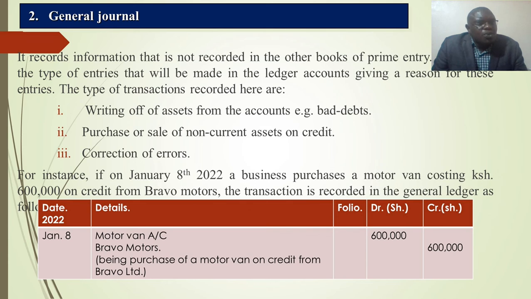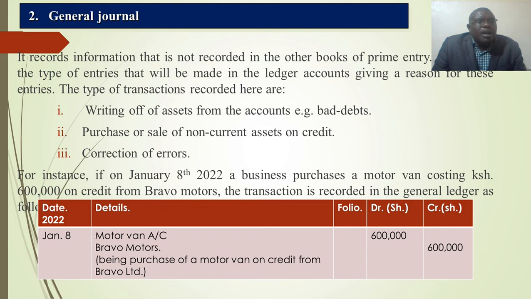The second transaction which will be recorded in the journal proper is the purchase or sale of a non-current asset on credit. You are buying a motor vehicle on credit, or you are selling motor vehicle parts on credit. Such transactions will be recorded in the journal proper. Then there is correction of errors. In case you realize there are errors in accounts, you record such transactions in the journal proper, because this is the journal where for every transaction there must be an explanation, a description.